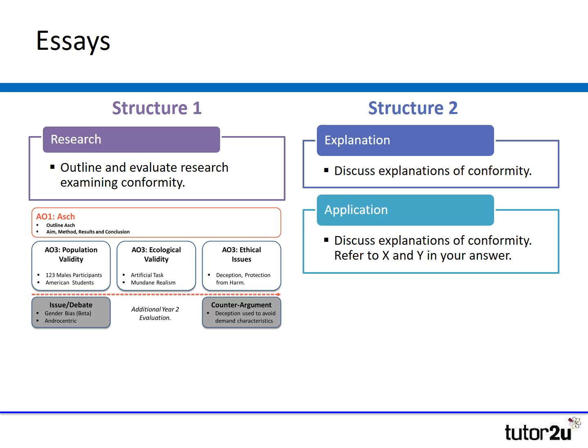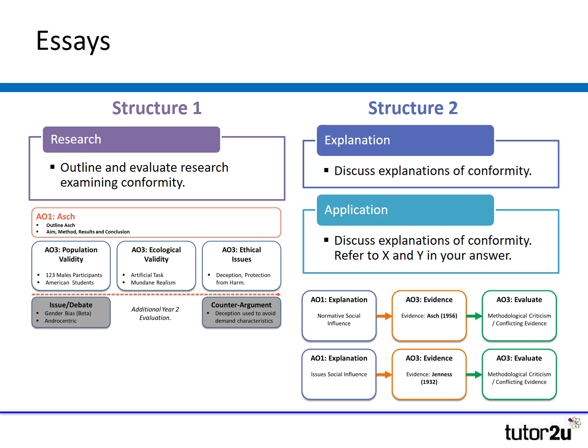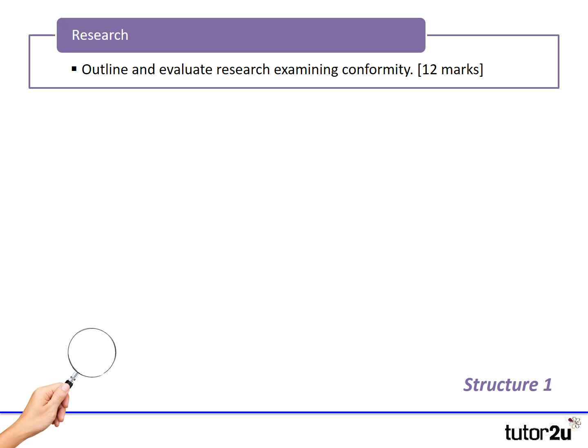If it is either your explanation or your application question, I would argue that you'd structure it slightly differently. You bring in one of your explanations, first of all. So you might talk about normative social influence, you bring in your evidence, you might talk about Asch, and then you evaluate that evidence. And we'll dive into that one in a bit more detail in a moment. Let's look at structure 1 first so we really get our heads around this.